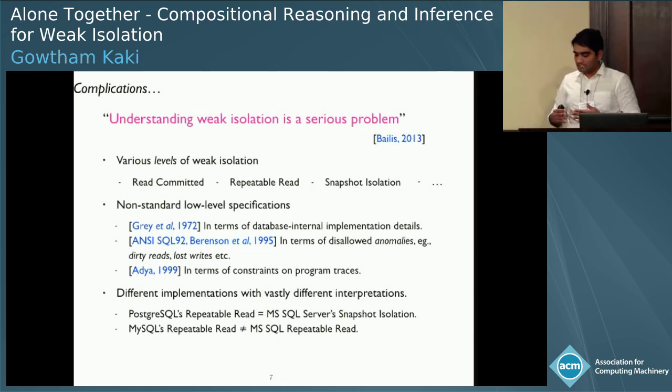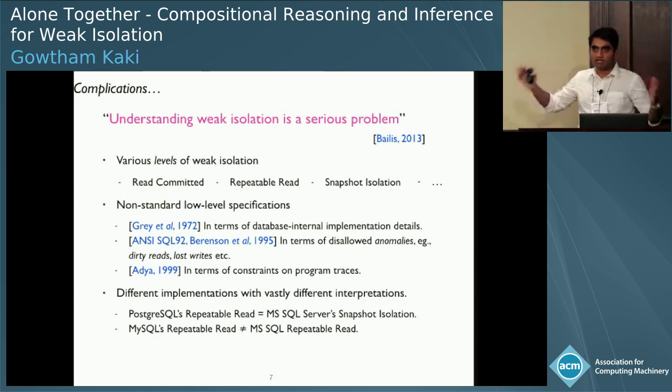So the difficulty with reasoning with these low-level specifications is that they are far removed from program semantics, and it's very difficult to bridge the gap between the high-level program semantics and the low-level specifications. There are also various implementations of the same specification, which often do not agree with each other. So taken together, it's basically hard to reason about isolation on real databases. So this is the problem we try to address in the paper.